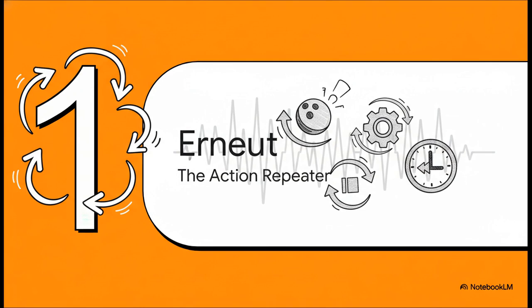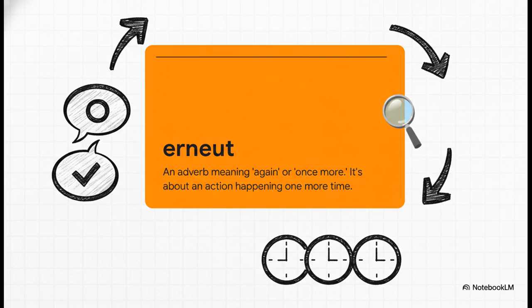Now, I want you to think of this word as the action repeater. That's its whole job, to tell you that an action is happening all over again. So here's the deal. Erneut is what we call an adverb. All that really means is its entire job is to describe a verb, an action. Specifically, it's telling you that the action is being repeated. It's basically a straight swap for the words again or once more. It's all about pure and simple repetition.